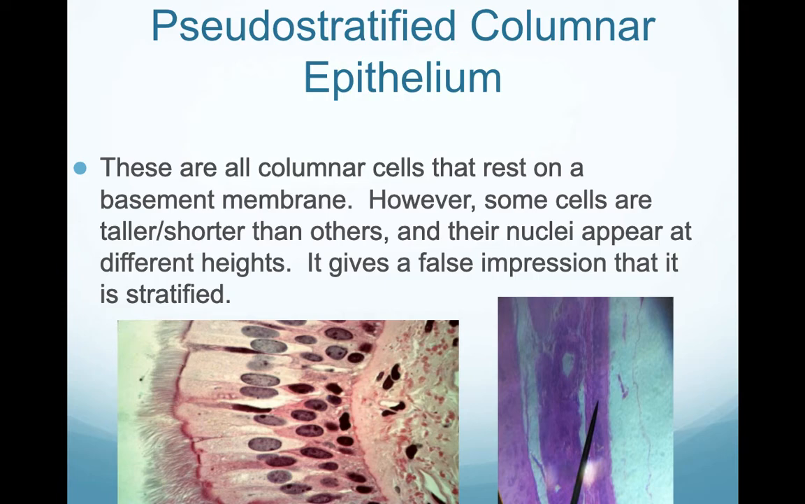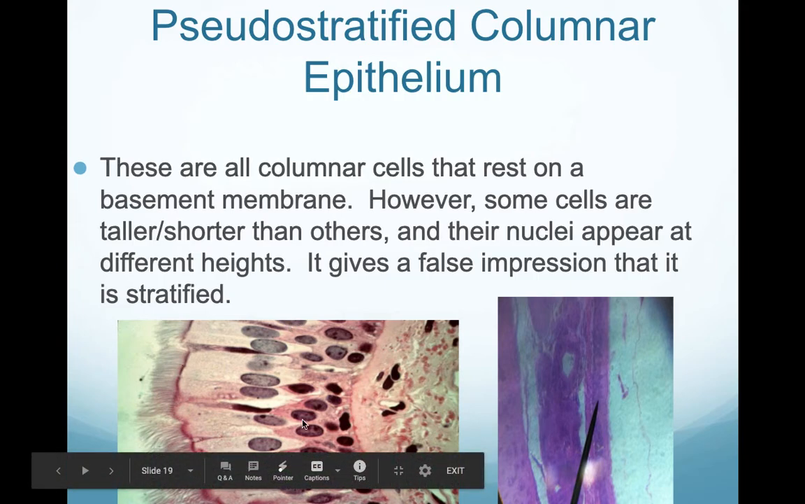Pseudostratified columnar. Pseudo means false. So these have falsely looked stratified. And if I look at this picture down here, I can see my nuclei, and then they kind of get jumbled up. So it's not one layer, but it's not definite layers either. So that's why we call it pseudostratified. It's falsely stratified.